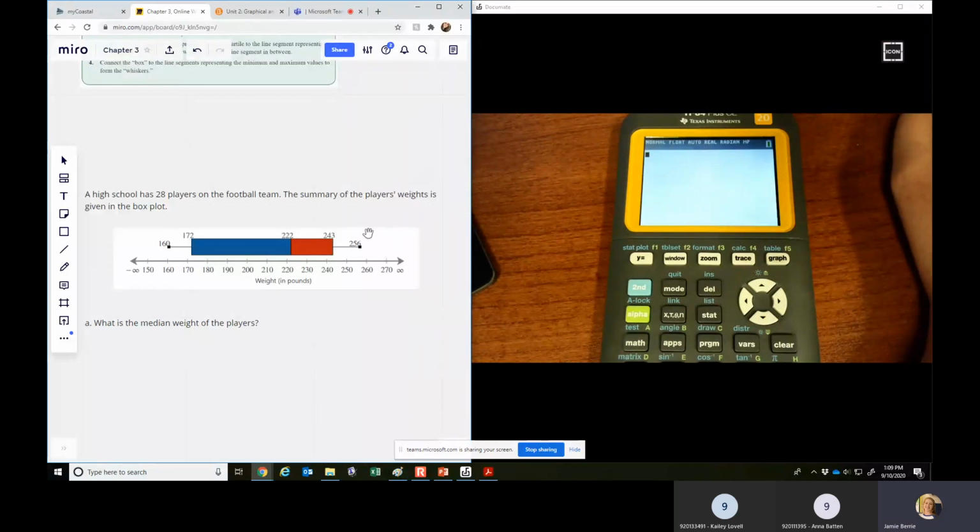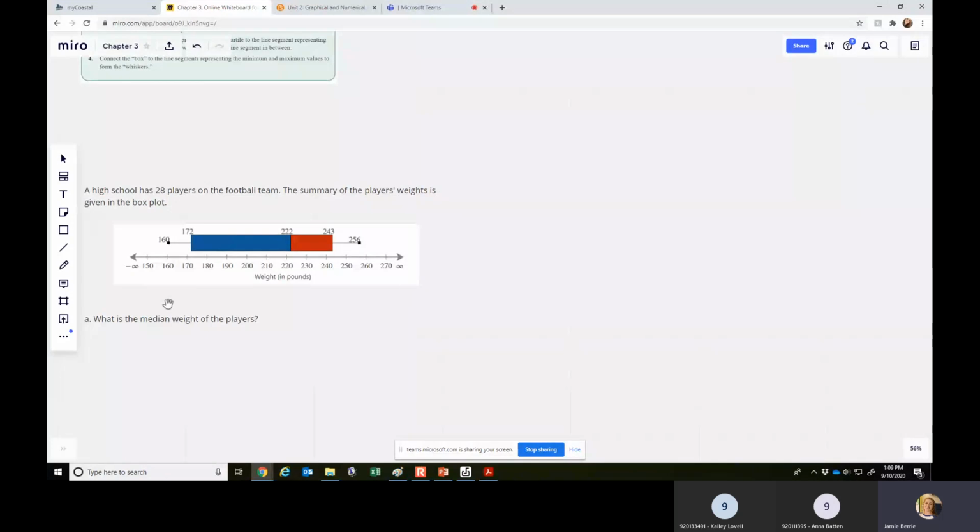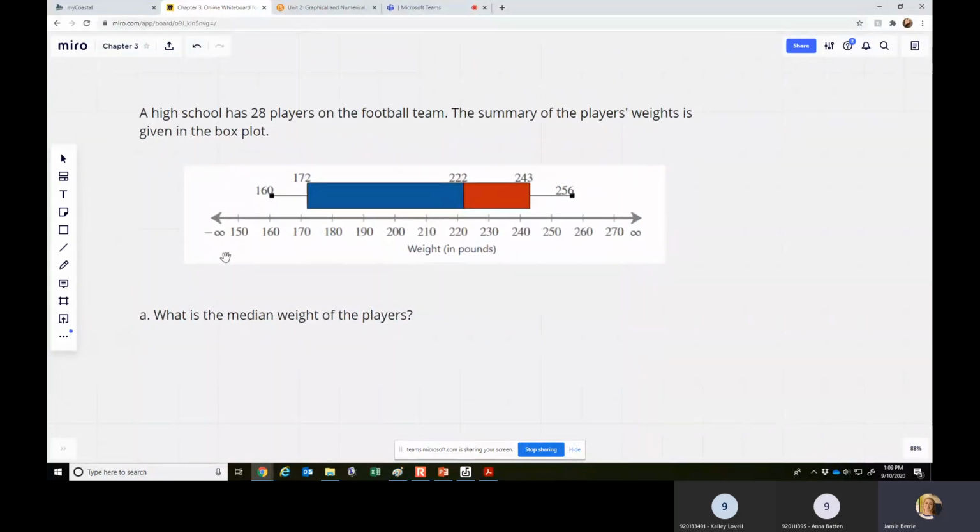So on the left-hand side here, I think we can go full screen for this one. It says, a high school has 28 players on a football team. The summary of the players' weights is given in the box plot. All right, so here's the box plot. See, it's got a number line underneath it. Typically, that's how they're drawn. So our minimum is 160, first quartile is 172, median is 222, third quartile or 75th percentile is 243, and then the maximum weight is 256.